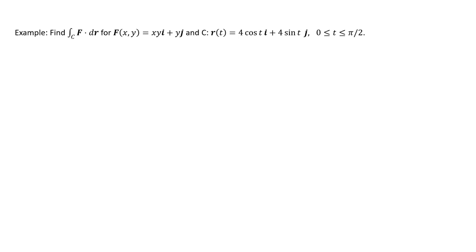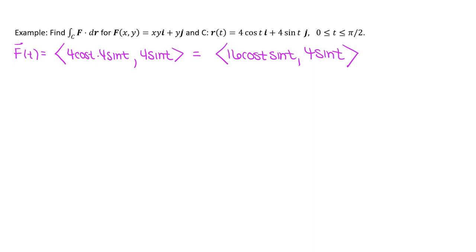So here's an example. Let's find the integral of F dot dr along the pathway C, where F is defined to be xy i plus y j. So we have a vector field defined by F, and our path is this vector valued function r equals 4 cosine t i plus 4 sine t j, and we're interested in this from t equals 0 to pi over 2. So our path is actually part of a circle, technically, and then we have our force field.